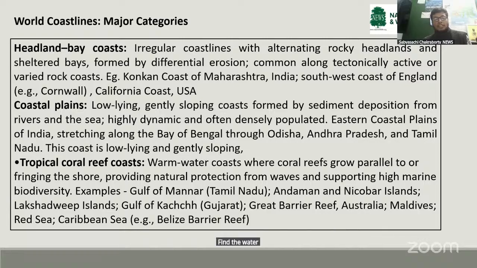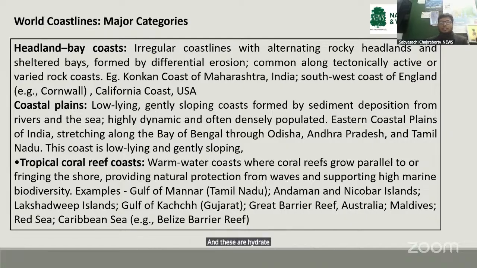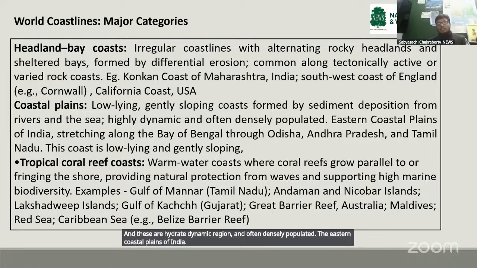So next is the coastal plain. These are low-lying with a gently sloping coast. These are formed due to sediment deposition brought from the inland rivers and the sea, and these are hydrodynamic regions and often densely populated. An example is the eastern coastal plains of India, stretching along the Bay of Bengal from Odisha, Andhra Pradesh, and Tamil Nadu.